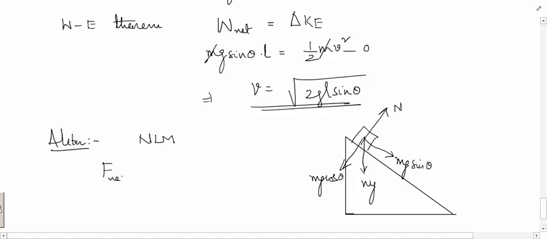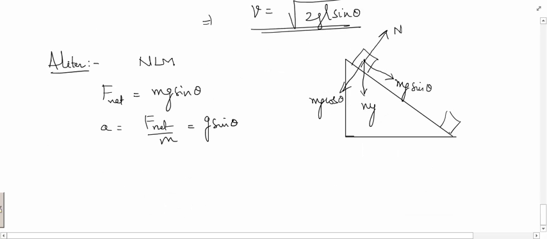So what is the net force here? Net force is equal to mg sin theta. Hence acceleration is equal to net force by mass, that is g sin theta. What is the velocity acquired by the body on reaching down the plane? We know that v square minus u square is equal to 2as. Here u is 0, starting from rest.